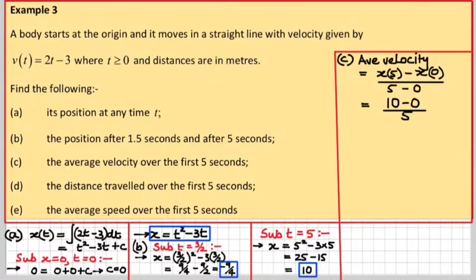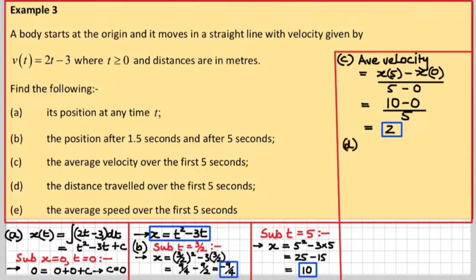So we've got 10 minus 0 over 5. We worked out the 10 here, didn't we? Yeah? And we're told that it starts at the origin anyway, so when t is 0, x is 0. So it looks like it's going to be 2. Okay? It would be 2 metres per second average velocity. All right, guys, we're running hot here.